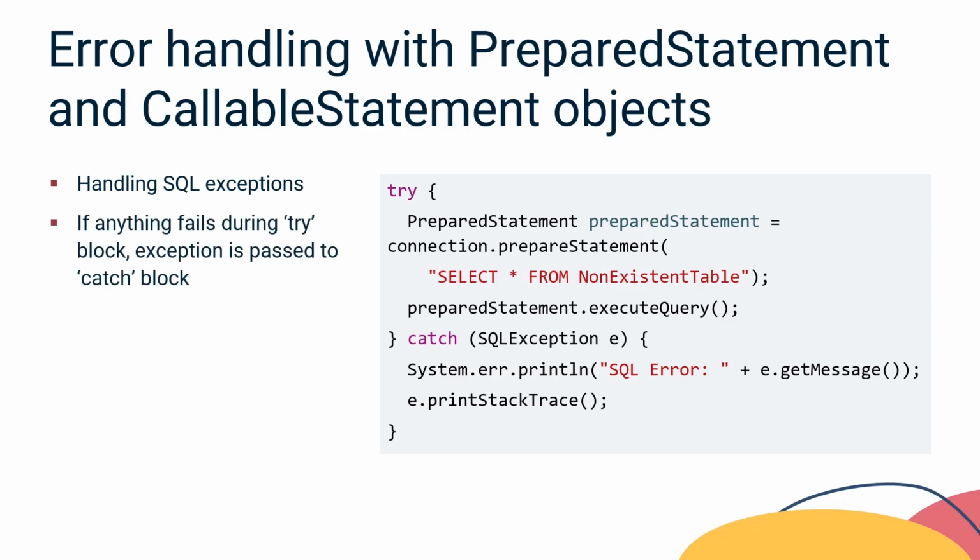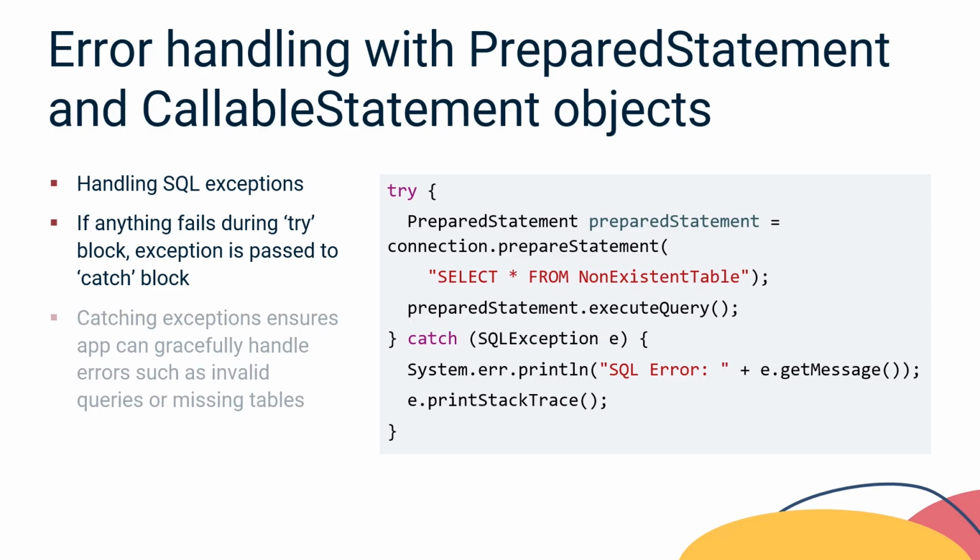If anything fails, for any reason, the exception is passed to the catch block and a message appears on screen, enabling the developer to troubleshoot and fix the issue. Catching exceptions ensures your application can gracefully handle errors such as invalid queries or missing tables.